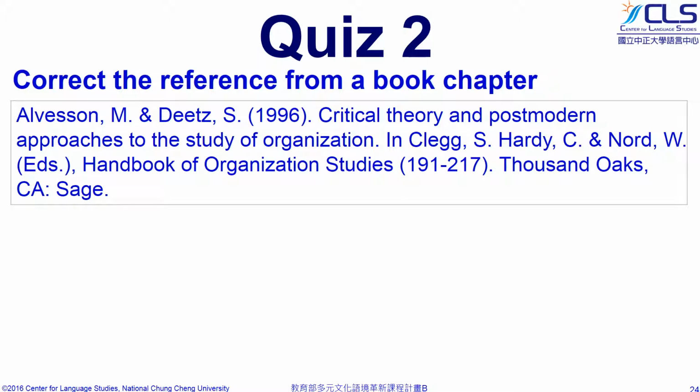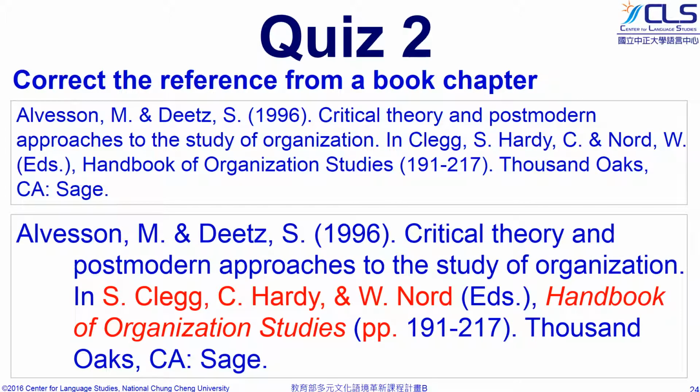Quiz 2. Please identify and correct the mistakes in the reference of a book chapter. First of all, the reference should follow the hanging indent format. Next, the editor's first name initials should be put before their last names. Finally, the title of the book should be italicized and the abbreviation "pp." should be used for page numbers.